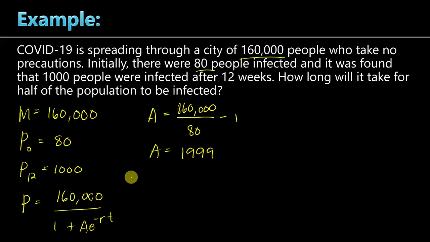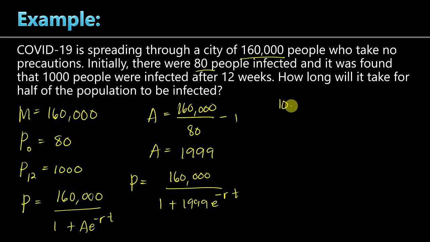So now I can rewrite this P as P equals 160,000 over 1 plus 1999 e to the negative R times T. Dito, hindi pa natin alam yung R. Pero given yung value ng P after 12 weeks. So, dito pala ang time ay naka-weeks. Okay? So, if I make this T equal to 12, the value of P is 1,000. Pwede na tayo mag-shift solve doon para makompute natin ang value ng R.